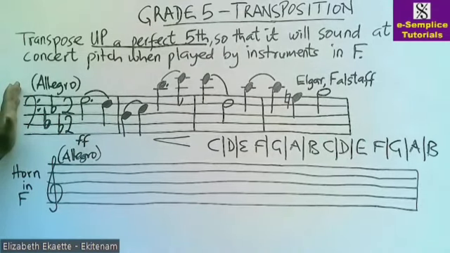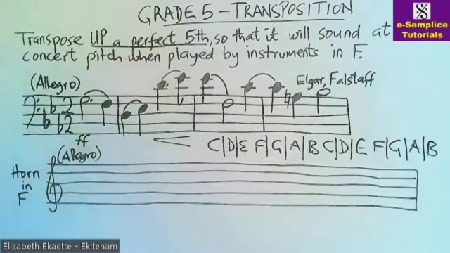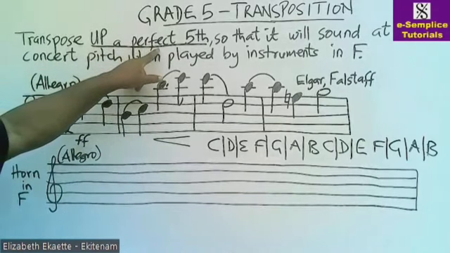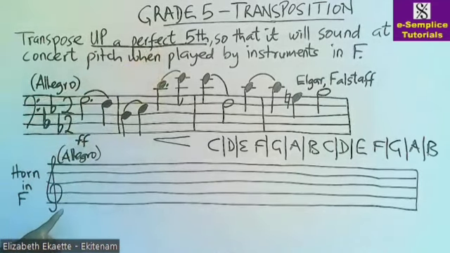The knowledge of intervals comes into play here because a perfect fifth is an interval. Now, how many semitones make a perfect fifth? A perfect fifth has 7 semitones. So how do you use that to establish your new key?